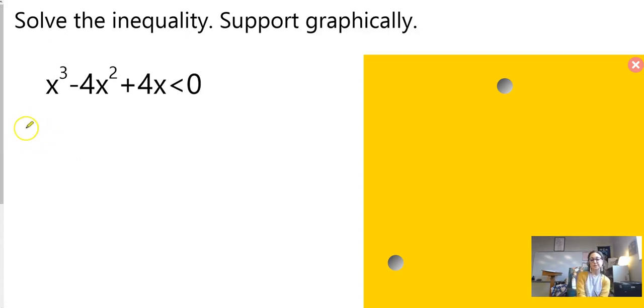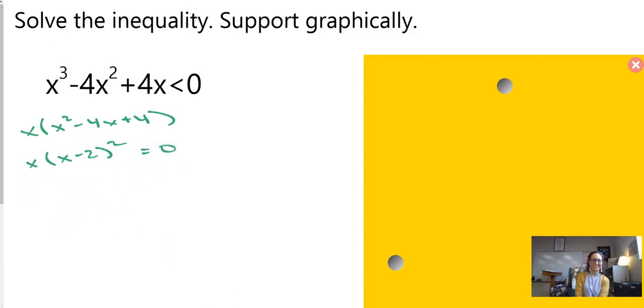So first step I want you to do, this one's not factored, so let's go ahead and factor. Always look to see, is there a GCF you can factor out? And in this case, yes, I can factor out a common factor of x, which leaves me with x squared minus 4x plus 4. I'm going to leave off the inequality for now. I can factor that trinomial some more, so that would be x minus 2 quantity squared, okay? Let's set this equal to 0 and find our real zeros.